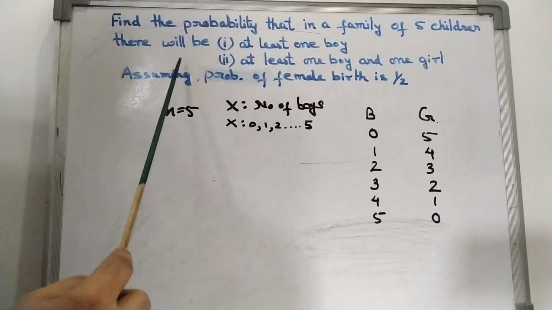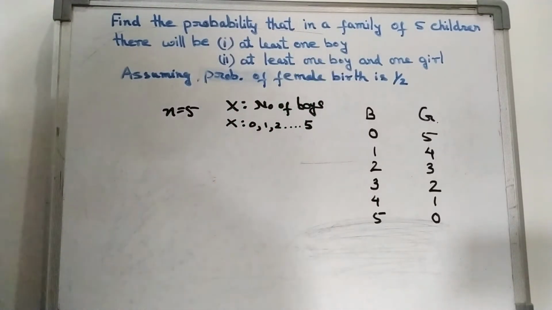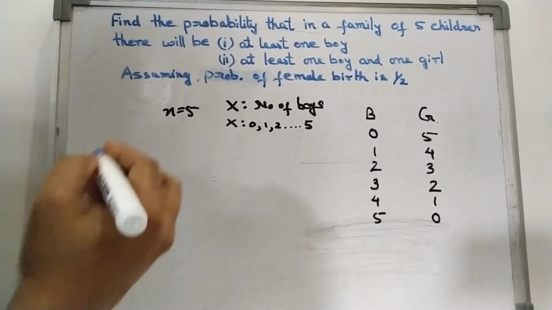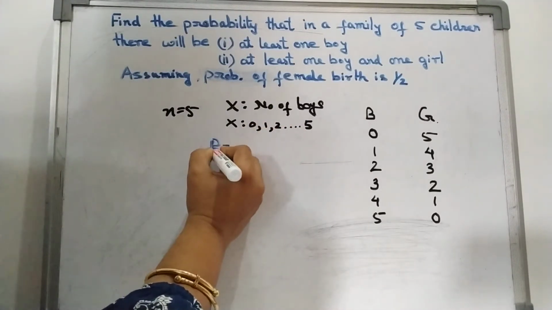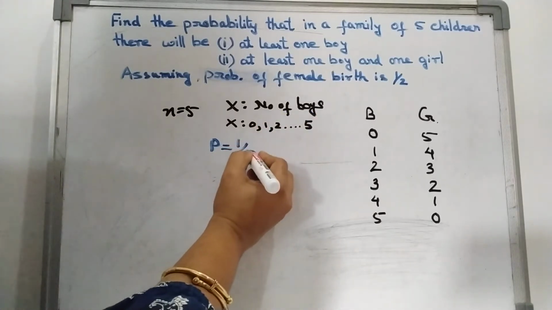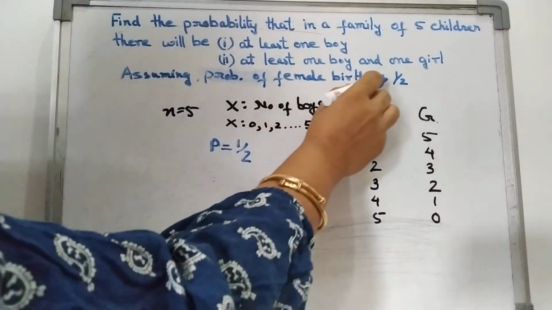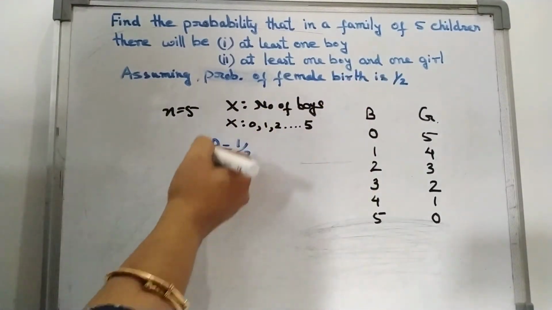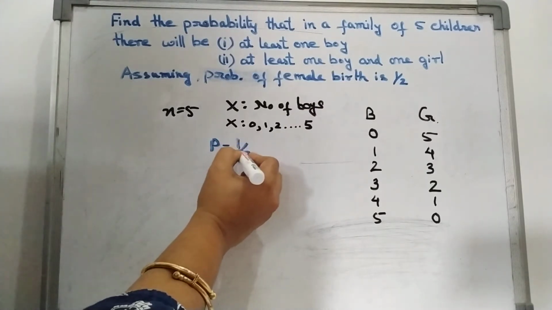So according to the question, we are asked to find at least one boy. Here, if x denotes the number of boys, the probability of getting a boy is half, because it is given that the probability of female birth is half, so the male birth is also half.